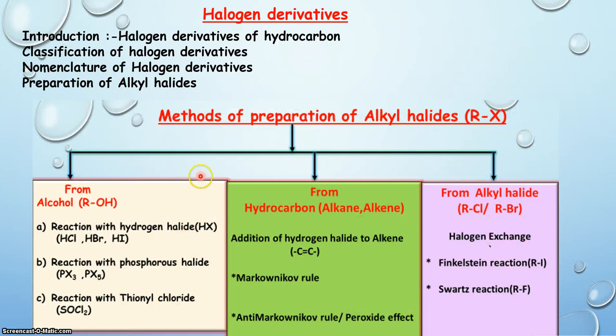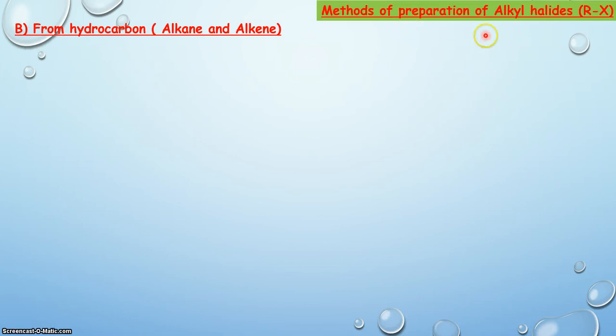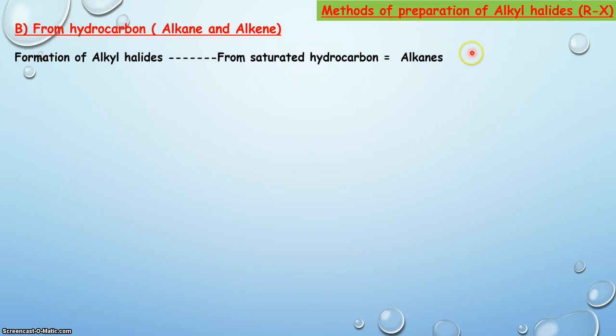Students, in the previous lecture we discussed the preparation of alkyl halide from alcohol by using three different reagents, that is hydrogen halide, phosphorus halide and thionyl chloride. So let us continue the preparation of alkyl halide by using hydrocarbons. Here is the preparation of alkyl halide from hydrocarbon.